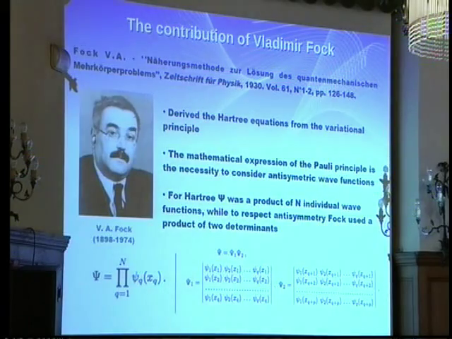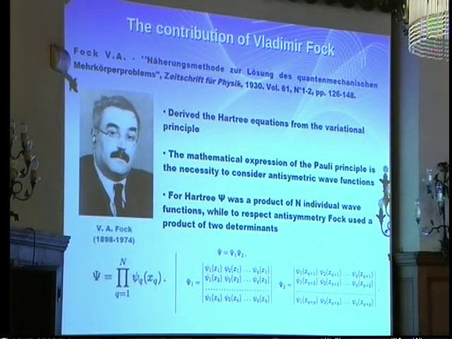So while it is possible to derive the Schrödinger equation from the variational principle, Fock did the same operation for the Hartree equation. But Fock also noticed that the Hartree equation did not respect the Pauli principle, which is mathematically expressed by the necessity for the equations to respect a strict antisymmetry. Then, for Hartree, we have the case of a product of n individual wave functions to represent the general system. Fock chose a system, a product of two determinants, to respect the strict antisymmetry. Fock's choice of two determinants was inspired by previous work by Hund and Heitler.